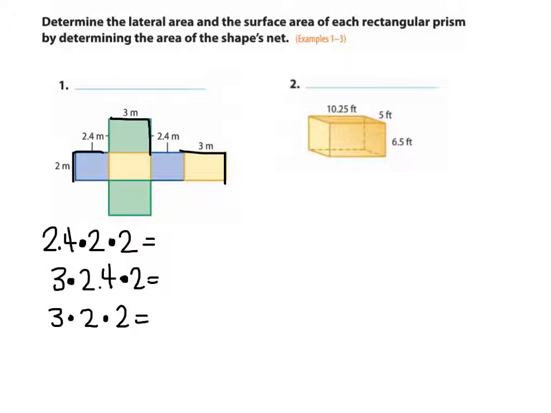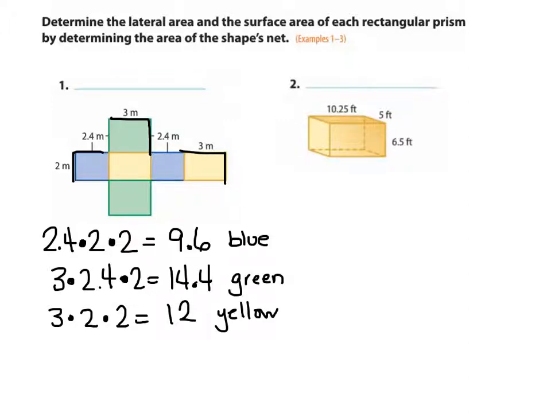Next one is the green. 3 times 2.4, then times 2 because again there's 2 green. The yellow, 3 times 2, then times 2 because there's 2. All right, the blue one equals 9.6. Green is 14.4. Yellow is 12.